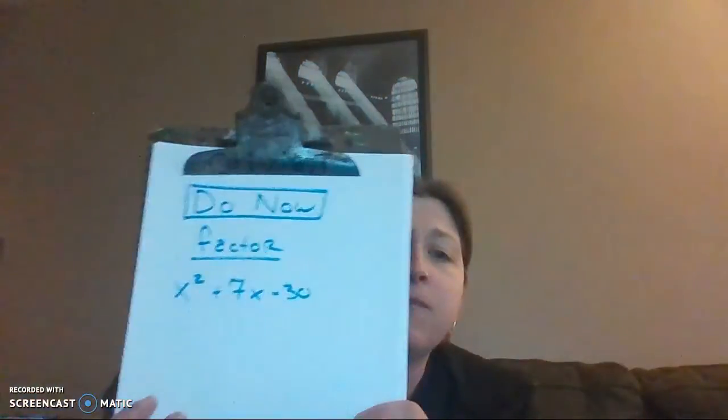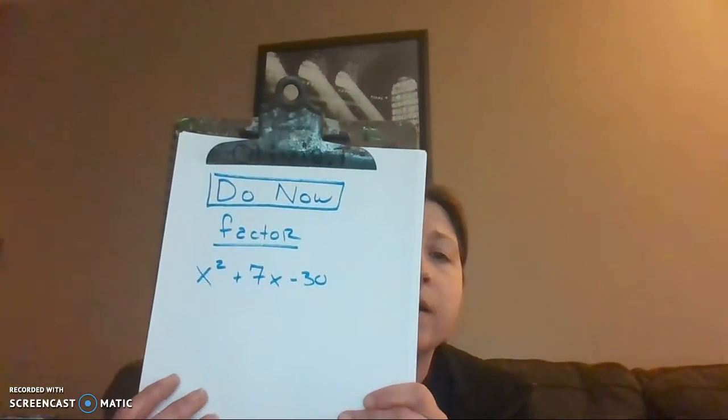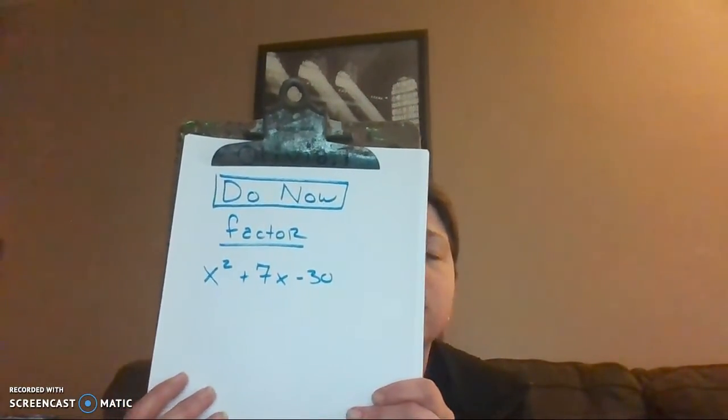All right, guys, here is your do now question. Please, if you will, factor x squared plus 7x minus 30.